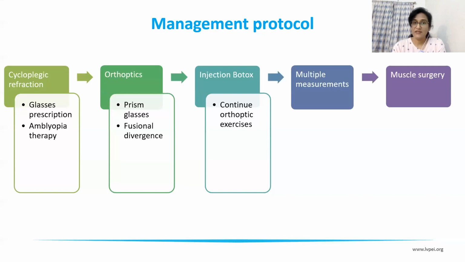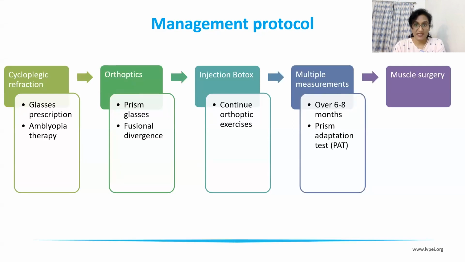But what has to be clearly understood is, as I said, presentation is quite early and it may even be variable. So multiple visits to the hospital are required, and at each visit, we need to take new measurements. So multiple measurements will have to be taken over a period of maybe 6 to 8 months sometimes.